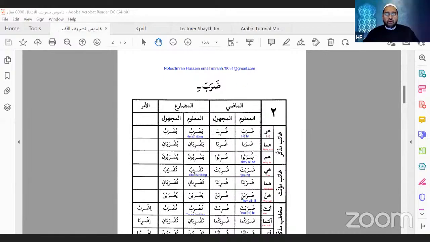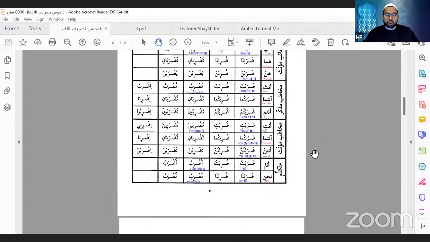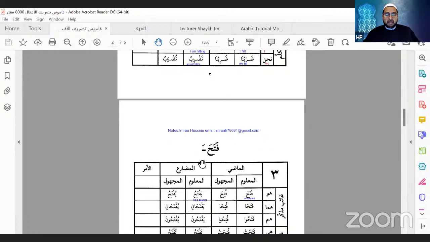And then we had daraba, the present tense coming with a kasra. So there's a second one. And then the third one was fataha yaftahu, the present tense coming with a fatha. So in all of these 3 examples, the past tense came with a fatha, but the present tense had either a dhamma, a kasra, or a fatha. So these are the different 3 patterns for a 3-letter verb.